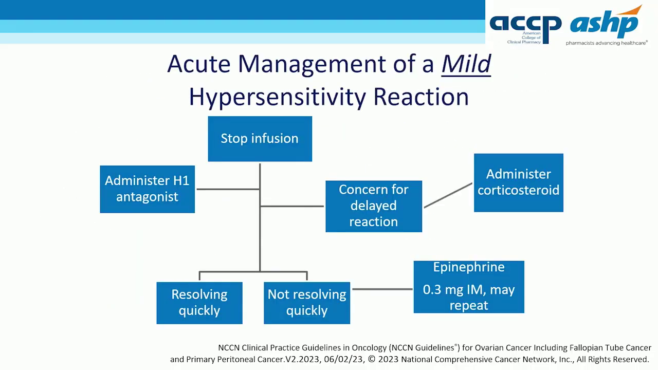So for the acute management of just a mild hypersensitivity reaction, you're going to be stopping the infusion, and the very first thing that you should be grabbing for is your H1 and your H2 antagonists. It's because they work a little bit faster for treating their acute symptoms. If you are concerned about a delayed reaction, you can administer a corticosteroid. So still an option, but you're going to administer these medications and then observe the patient. If it's resolving quickly, nothing more to necessarily do in terms of just watching. If it's not resolving, that is when you have to reach for things like your IM epinephrine.